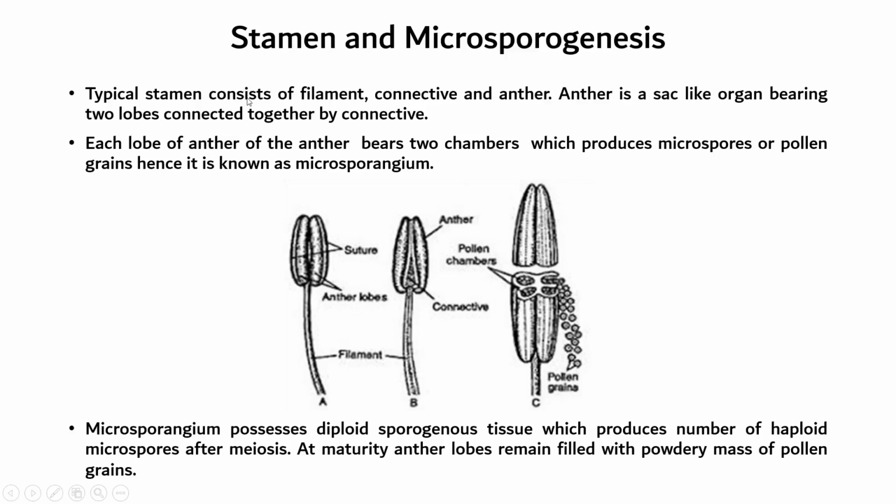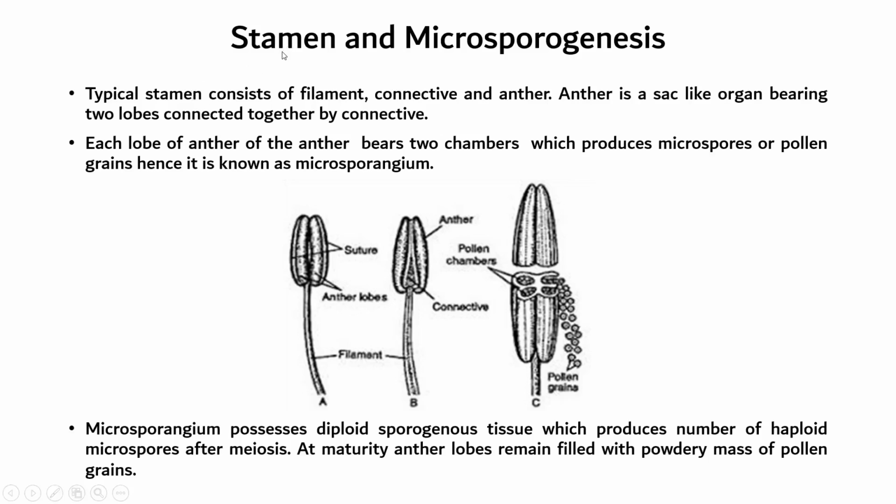In the last lecture we have seen the reproductive structure of the plant body. Flower is nothing but the reproductive structure of the plant body. A typical flower shows accessory whorls and reproductive whorls. Calyx and corolla are accessory whorls, and androecium and gynoecium are reproductive whorls.